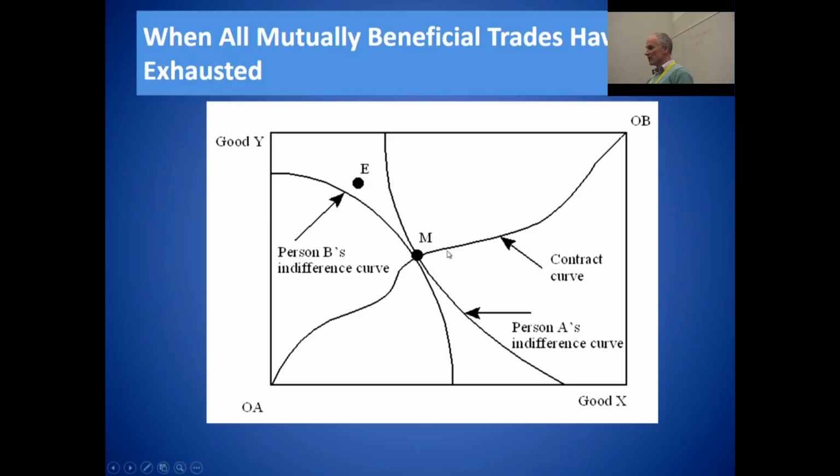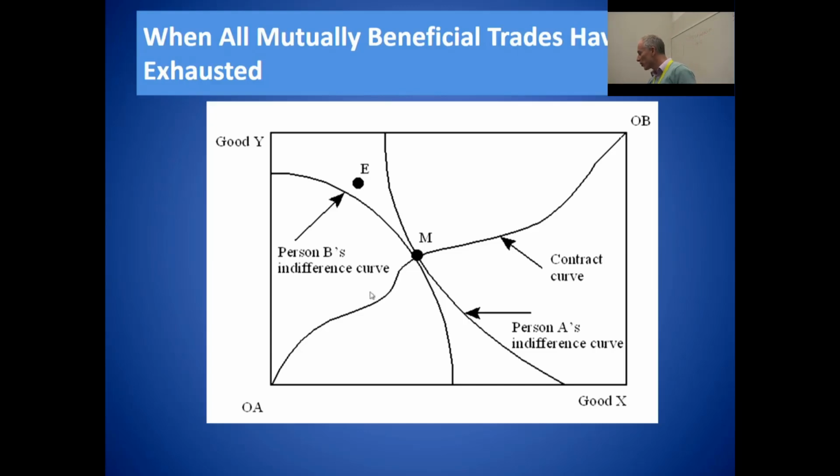Person B, to make himself better off, wants to move from point M into this area, below and to the left of point M. So he moves on to a higher indifference curve also. So where person A wants to move, that area, and where person B wants to move, that area, there's no overlap. There's now no longer any scope for mutually advantageous swaps.